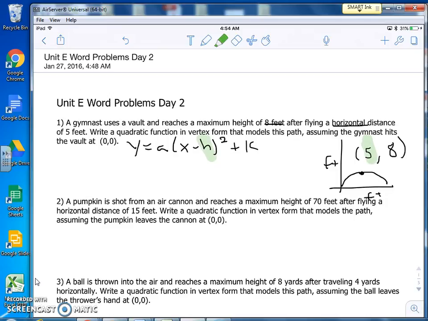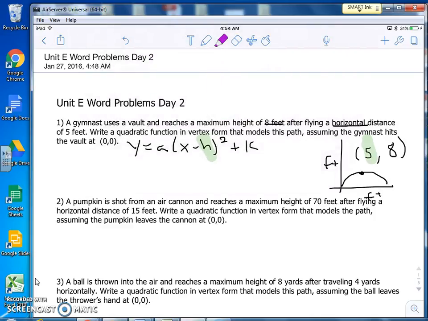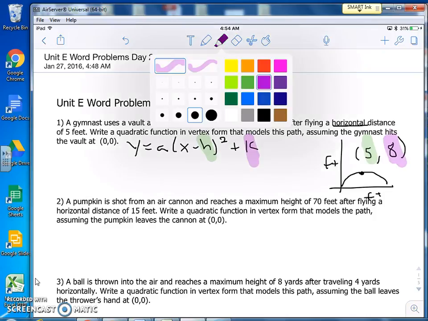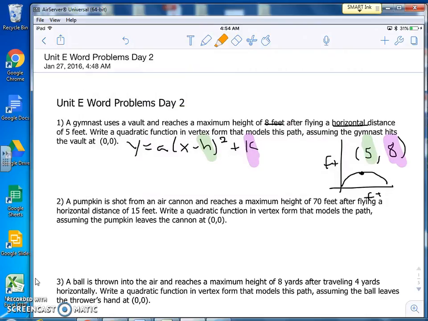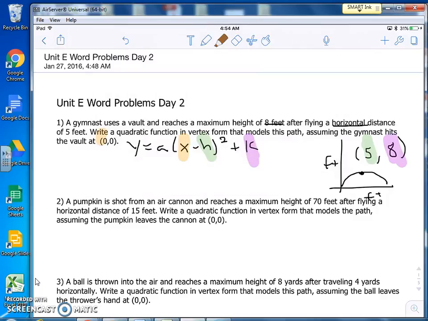We're going to replace h with 5. And this is our k value. We're going to replace k with 8. We have our x value over here in the 0, so we're going to replace x with 0 in this case, and our y value is also 0, so we're going to replace y with 0. So we're going to know everything but a. Let's plug in.